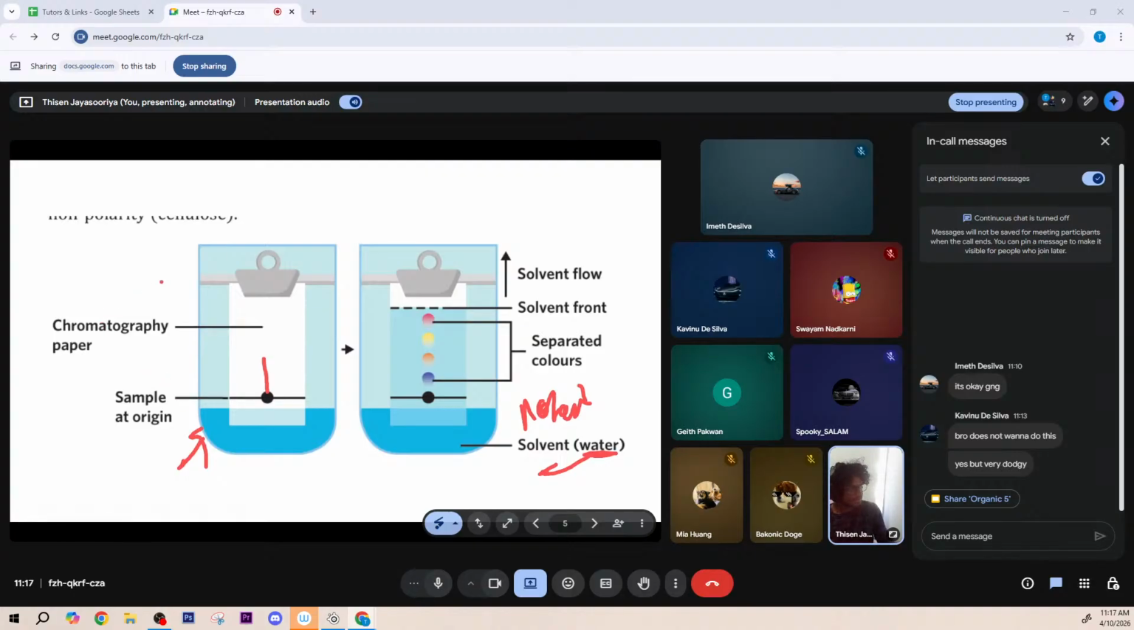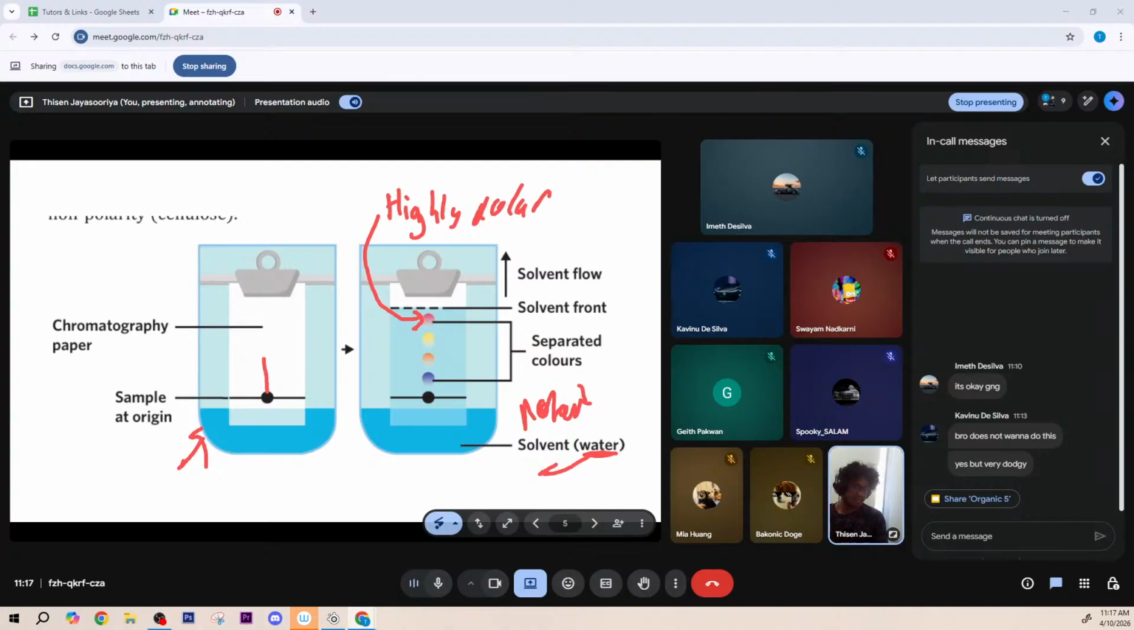Here the one that adheres most to the mobile phase, the one that moves the highest, is going to be red. That implies that red is a highly polar molecule, because it attaches to the solvent more readily than everything else. That doesn't mean it doesn't go into the stationary phase.